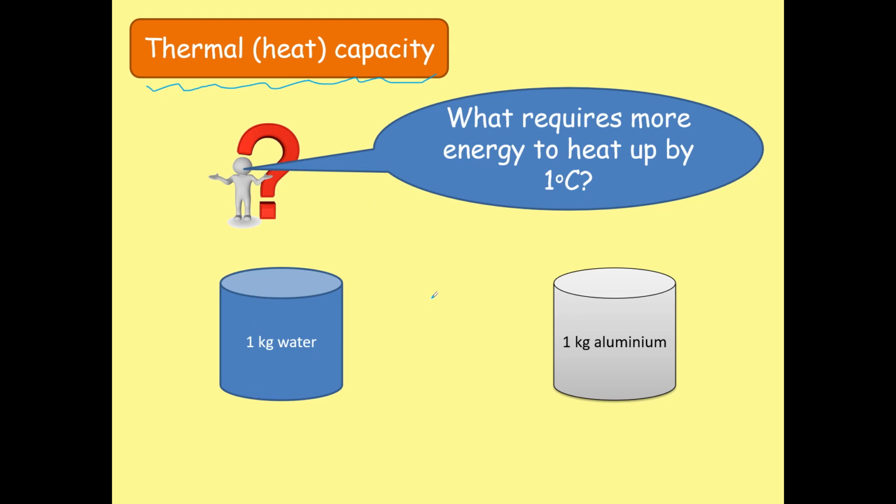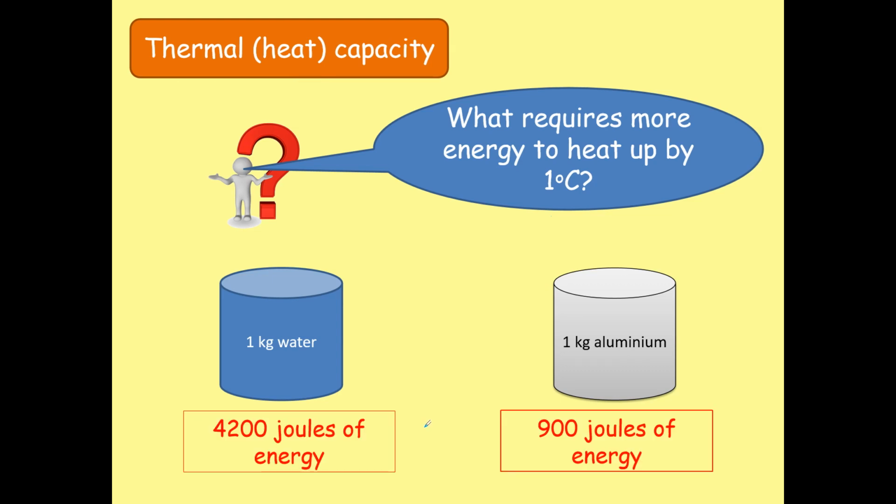Let's say you have 1 kilogram of water and 1 kilogram of aluminum. What requires more energy to heat up by 1 degree Celsius? Now imagine we have both of these at 25 degrees Celsius, and we want to raise the temperature by 1 degree Celsius, so that would be 26. Which one of these would require more energy? And the answer is actually water.